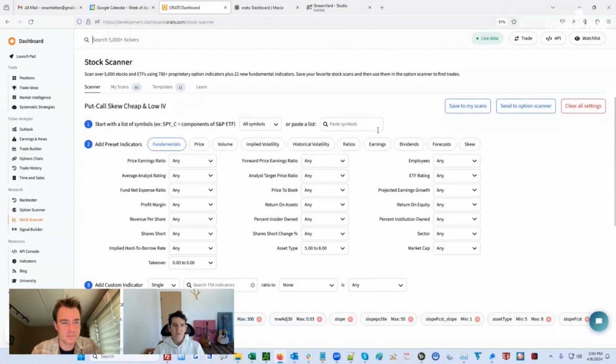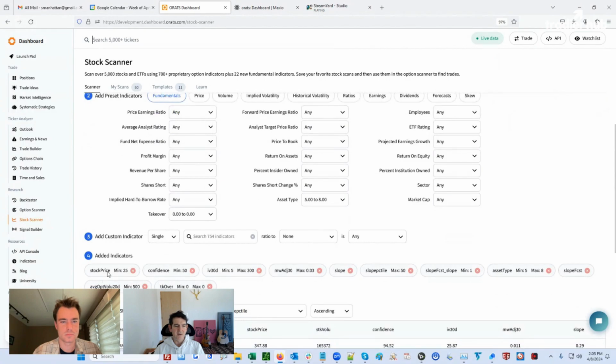Yeah, but in order to, I want to find a good stock or good symbol to trade on. So, I have some skew cheap indicators in here right now. So I want the stock price minimum of 25. I want confidence. That's our confidence between 0 and 100. Volatility between 5 and 30. How wide the market is.